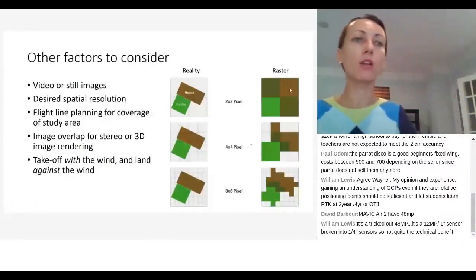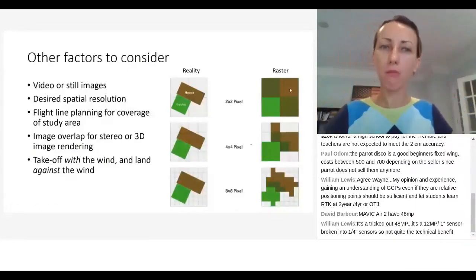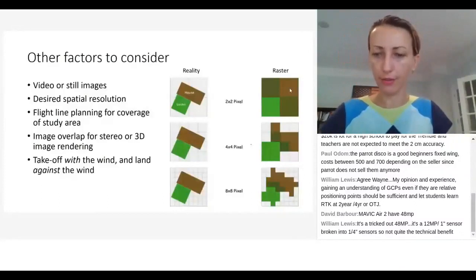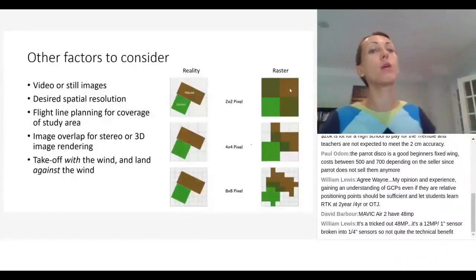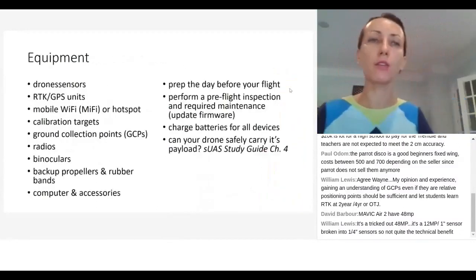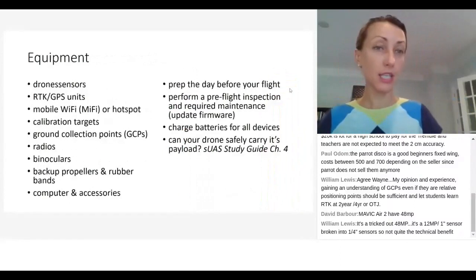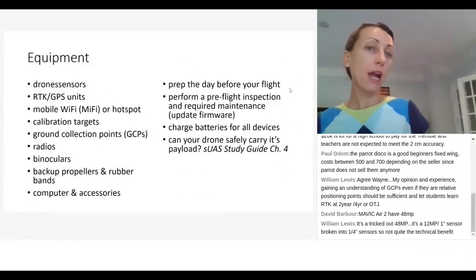And then we have to think about how we cover the area, the image overlap, and of course, the always rule of thumb: you take off with the wind and you land against the wind. I hope everybody knows that. And then you ask yourself, what equipment am I bringing out? I'm bringing the drone and my sensors. And then am I bringing the RTK, my GPS unit? Am I bringing a MiFi?